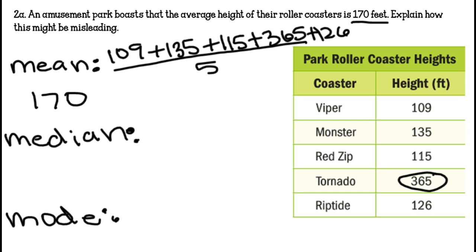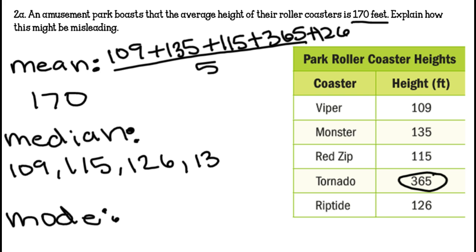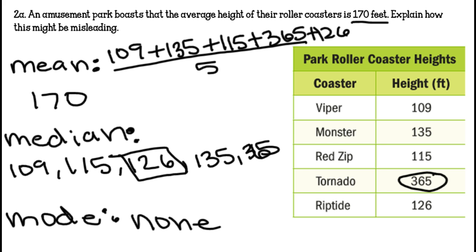The median, when put in order from least to greatest, is 109, 115, 126, 135, and 365. And there is, I forgot the 6 there. And there is no mode. So we just write no mode.